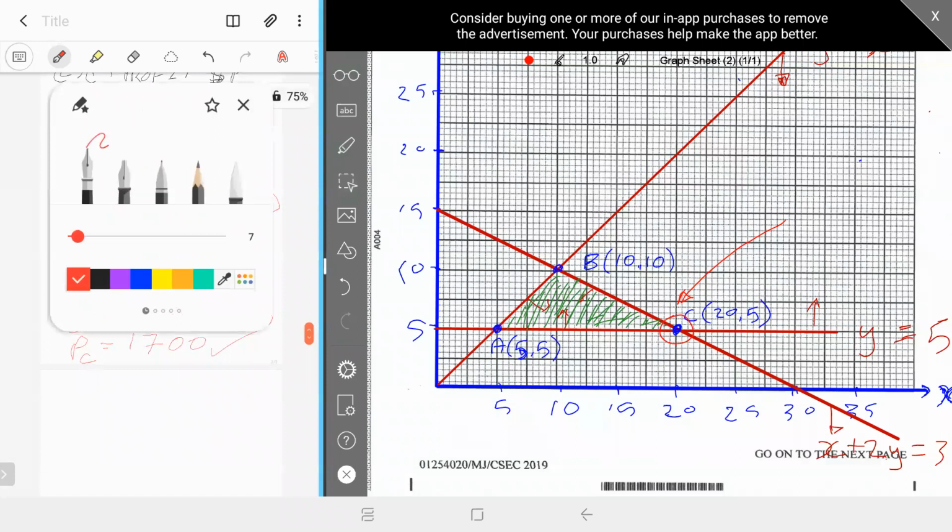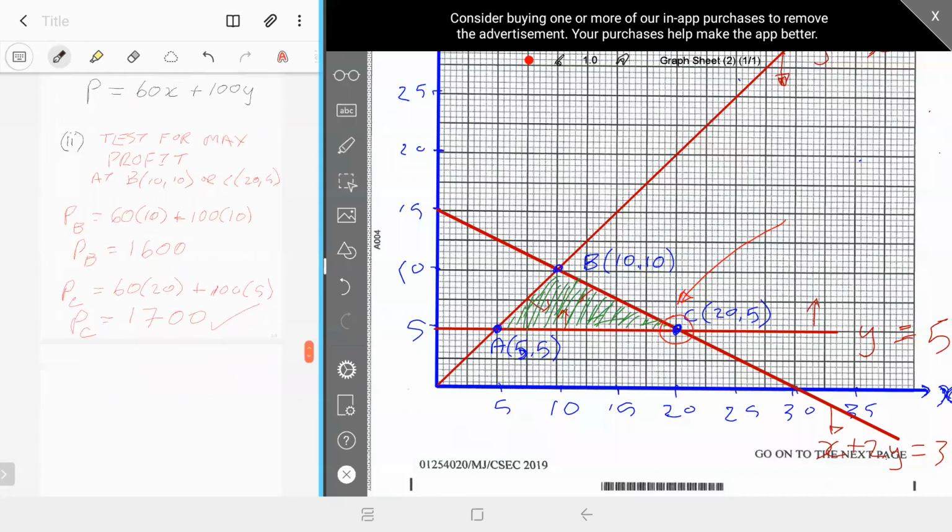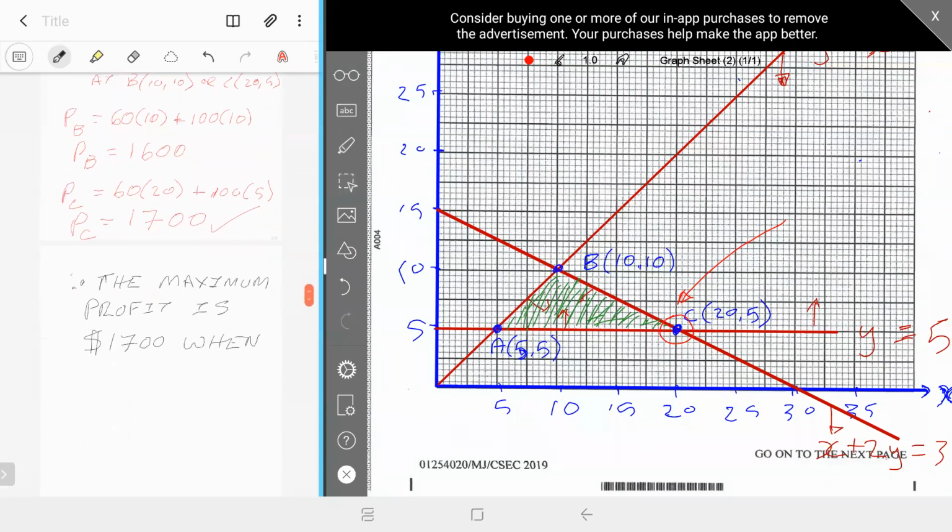So now that we know, I will finish with tests. We're going to write our conclusion now. So we're going to say, therefore, the maximum profit is, I put the dollar sign, $1,700 when, put the conditions, when, what are the conditions? 20 guitars and 5 violins are sold. And that is it. Soft.